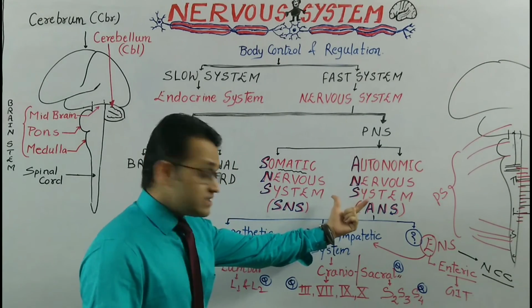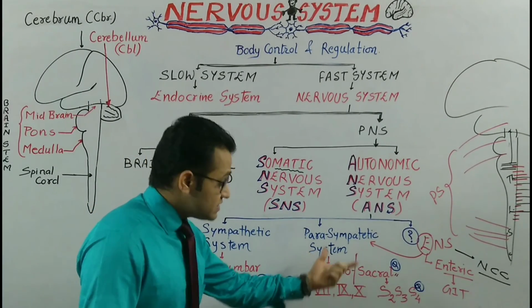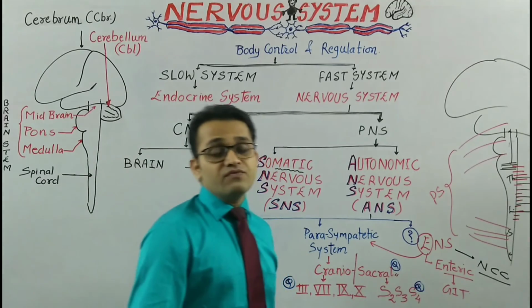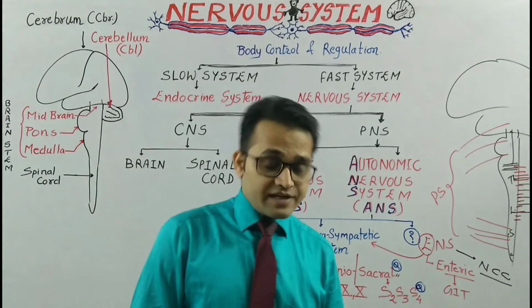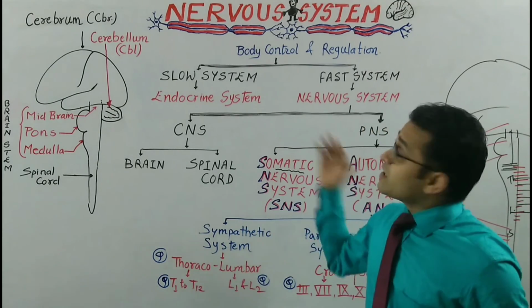The autonomic nervous system is divided into the sympathetic and the parasympathetic. But now the third division is the enteric nervous system, which controls the GIT activity. So these are the divisions of the nervous system.